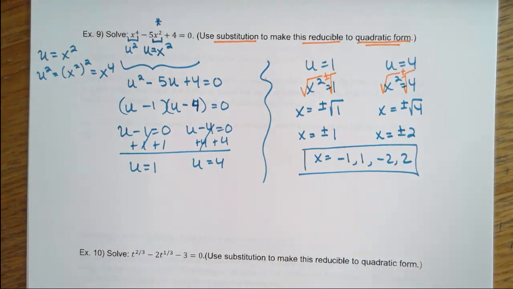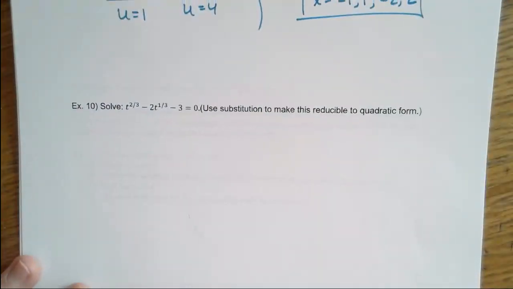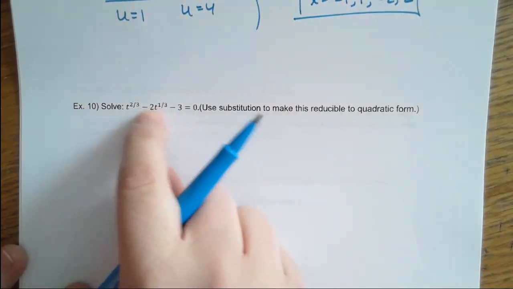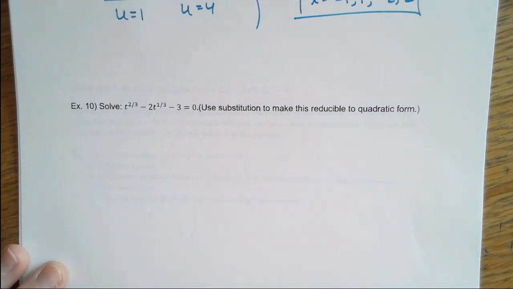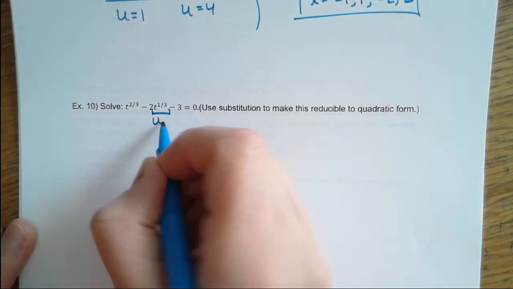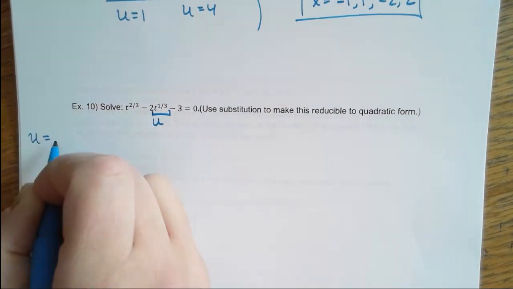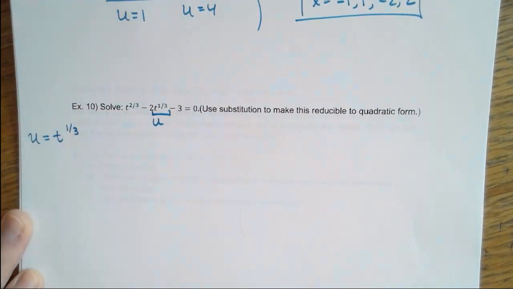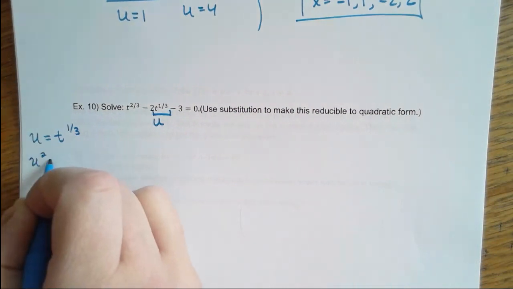For this one too, again, it looks pretty similar, but instead of just having a 2 and a 1, we have this division by 3 here. So again, it's almost like a quadratic, but it's a little bit off. So you start with the middle. That's always going to be your u. So u is going to be t to the 1/3, and it's just the variable part. It's not the number.